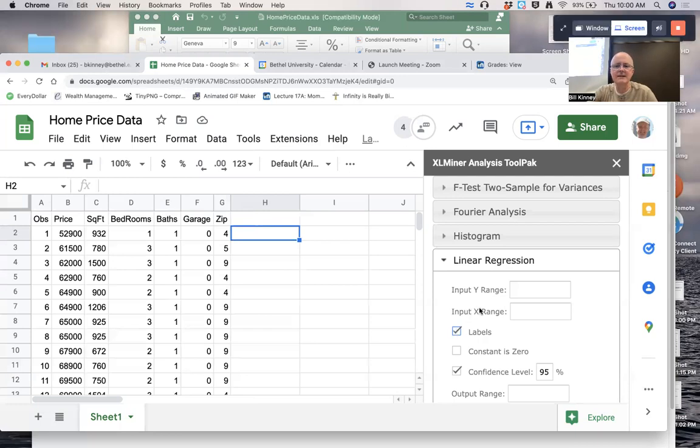Click the labels box. Y range, that's the price, that's column B. B1 colon B505, 504 data points. X range includes all the other columns, C through G. So I want C1 colon G505. That'll pick all those columns together as all the X's. Again, there's 5 explanatory or predictor variables.